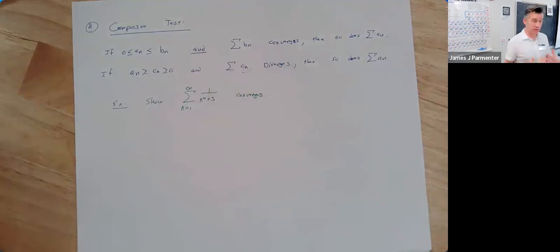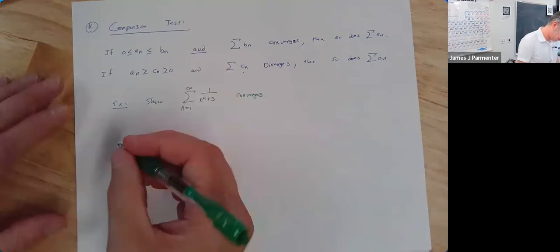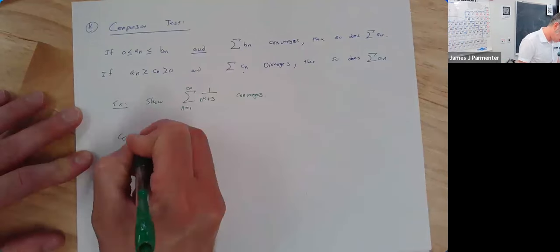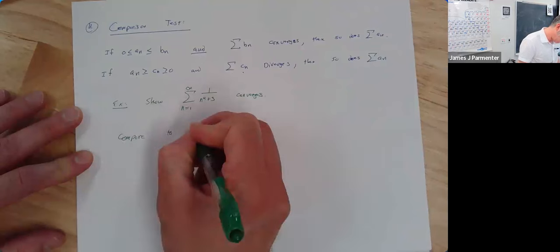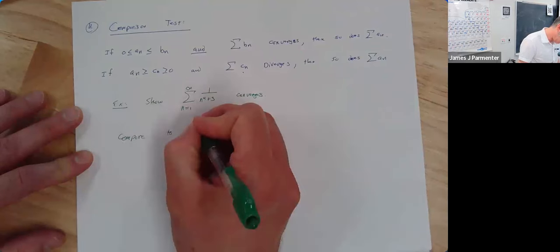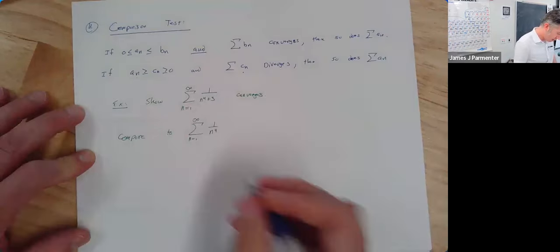And the hard part about using the comparison test is you have to decide before you do anything: do I think this series converges or diverges? Usually, you're going to think about comparing it to a p series. If I compare this to a p series, you're like, yeah, that looks a lot like 1 over n to the fourth. So I'm going to compare this to the series from n equals 1 to infinity of 1 over n to the fourth, which we know is a convergent p series.